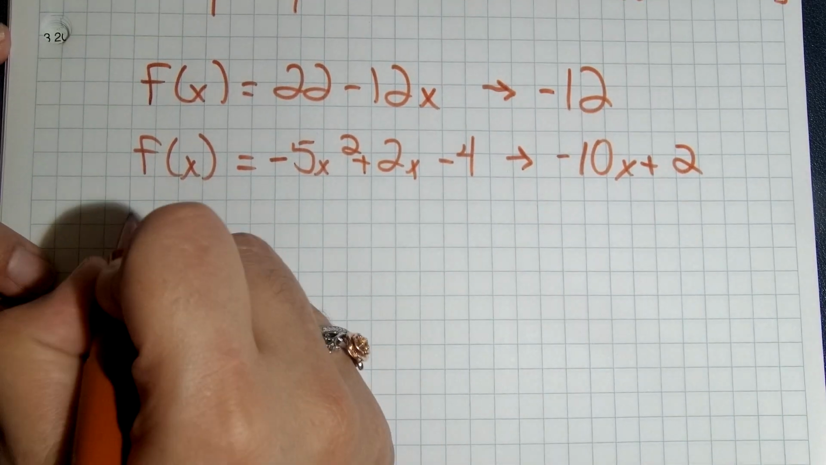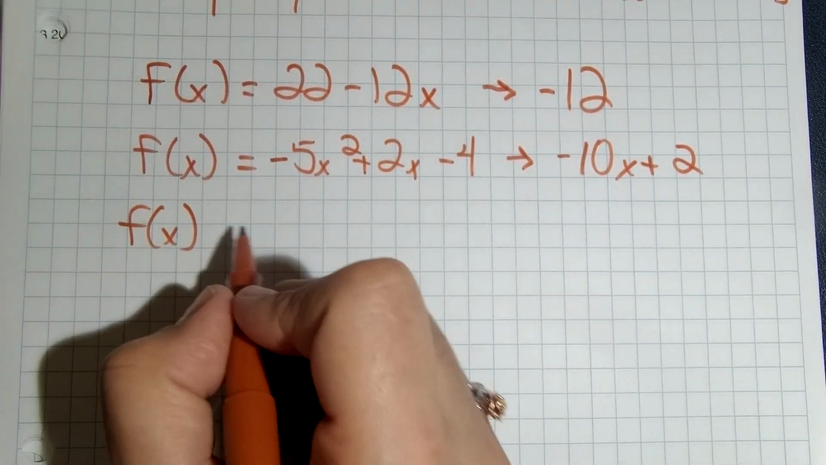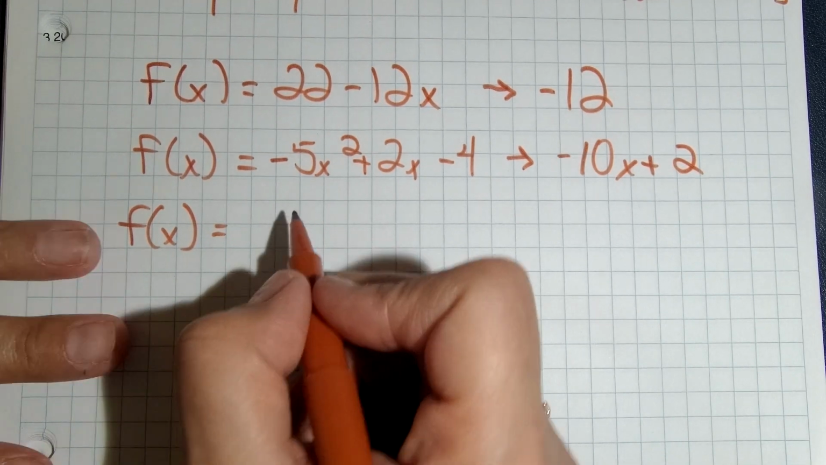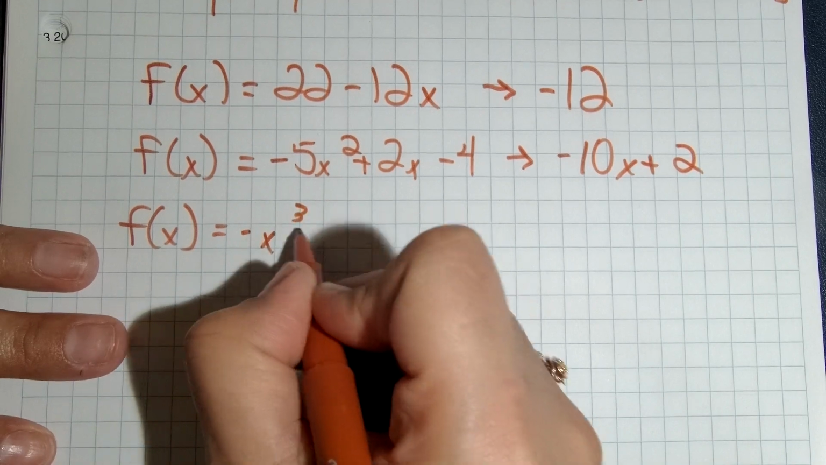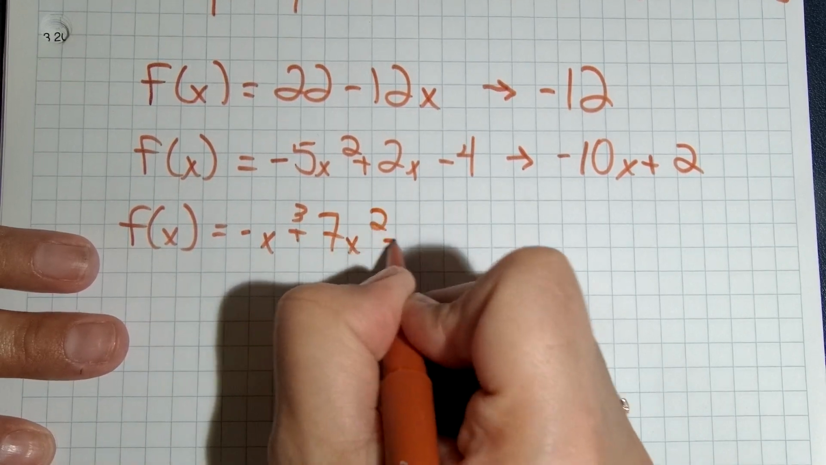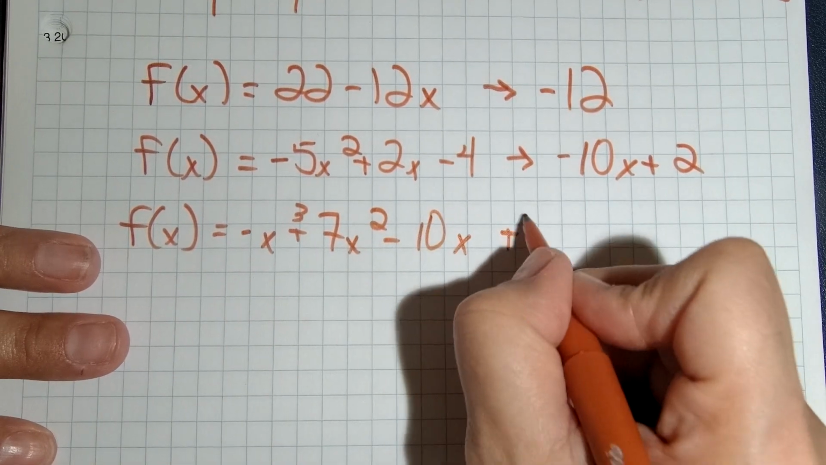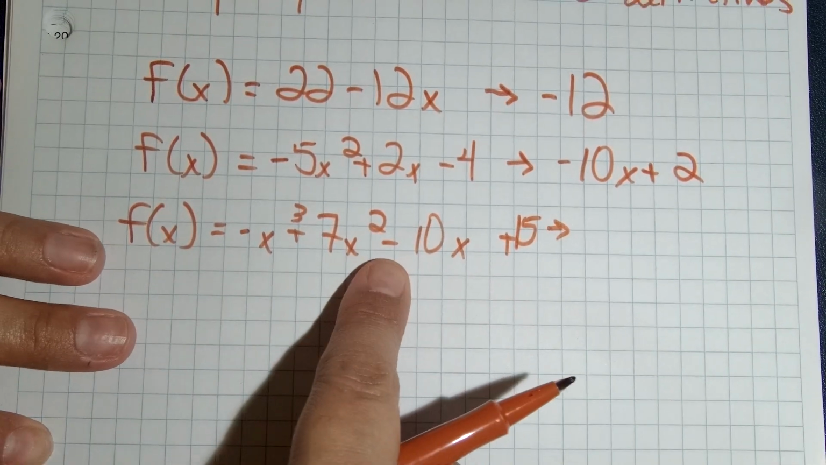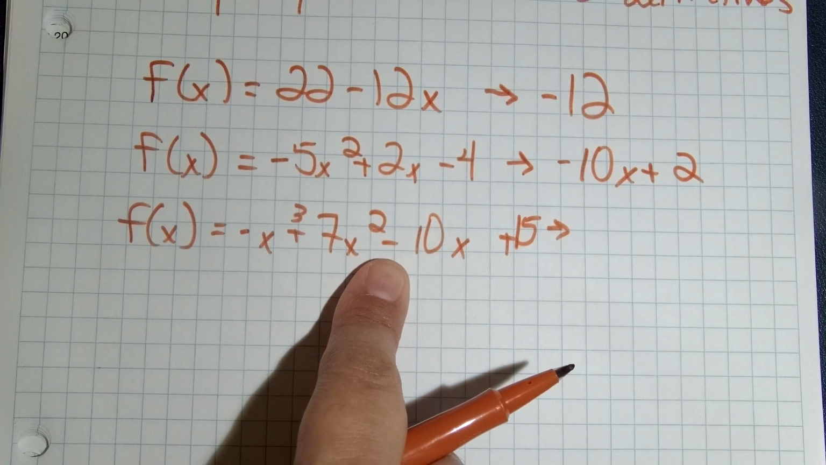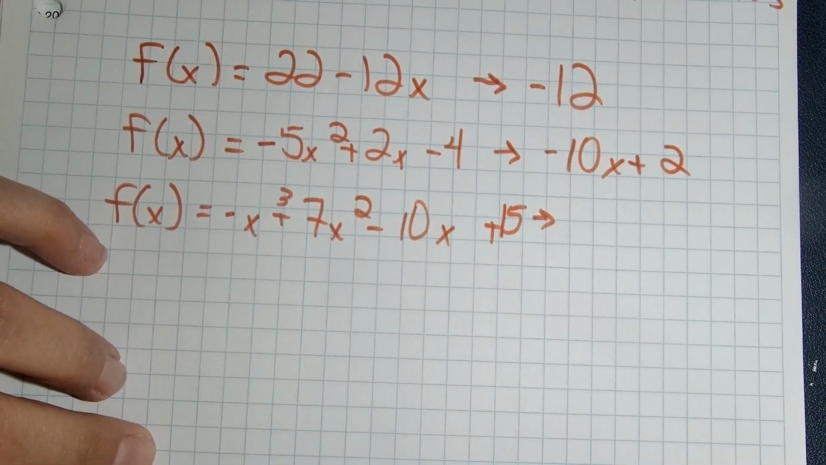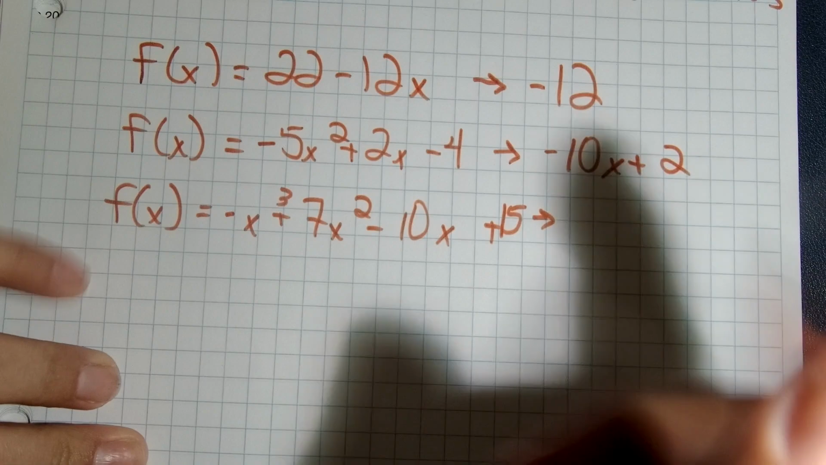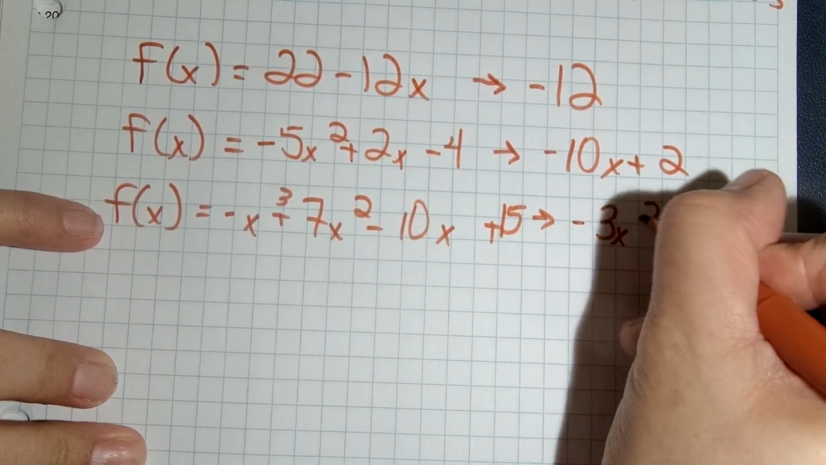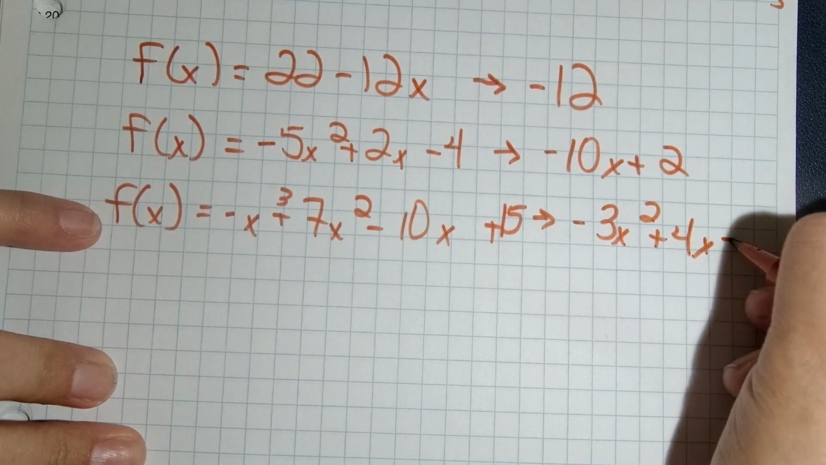And for the cubed, I'm looking at your practice final. We had negative x cubed plus 7x squared minus 10x plus 15. This one took forever, right? And so did the fraction one. That says plus 15, guys. Okay? This difference quotient was negative 3x squared plus 14x minus 10.